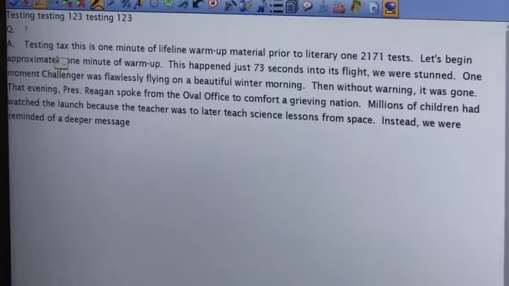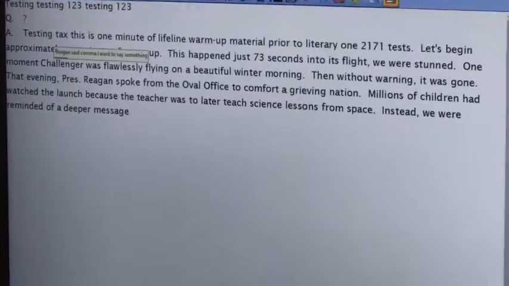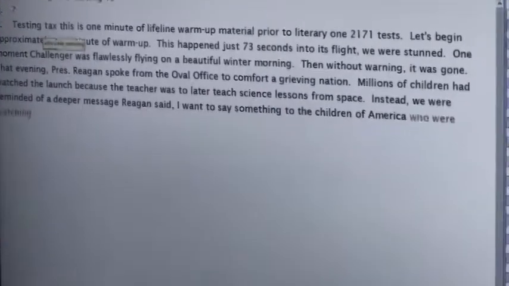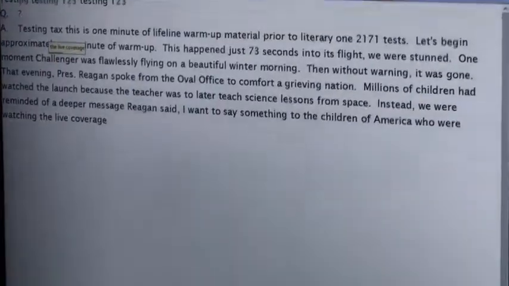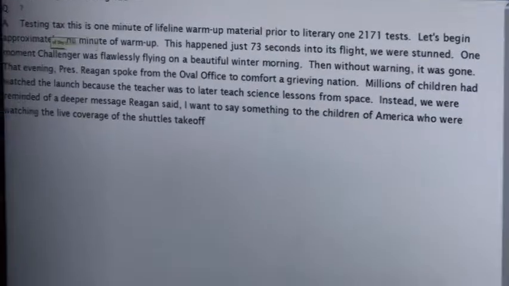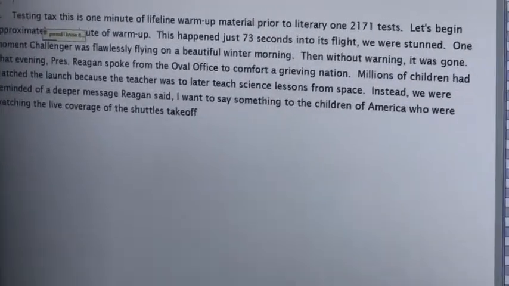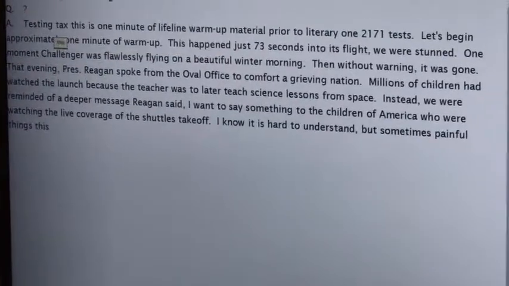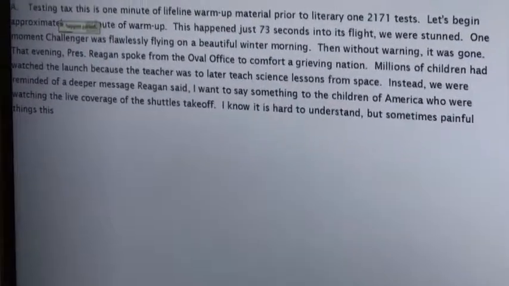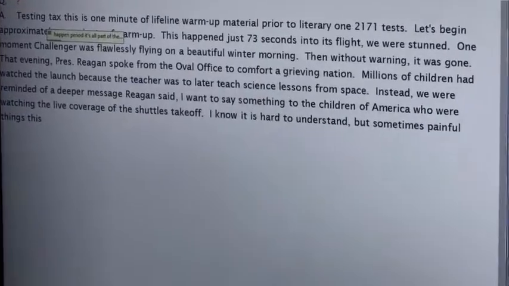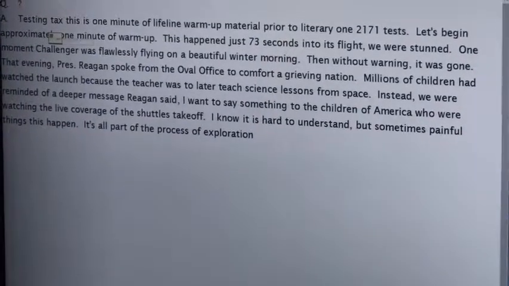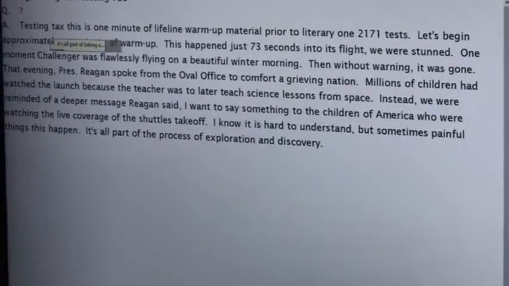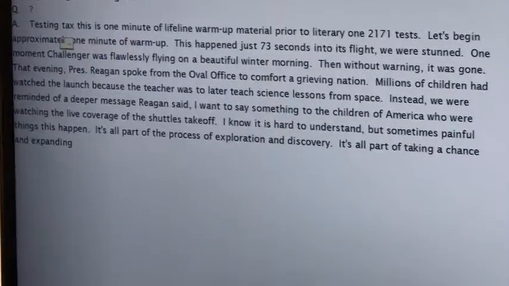Reagan said, I want to say something to the children of America who were watching the live coverage of the shuttle's takeoff, period. I know it is hard to understand, but sometimes painful things like this happen, period. It's all part of the process of exploration and discovery, period. It's all part of taking a chance and expanding man's horizons, period.